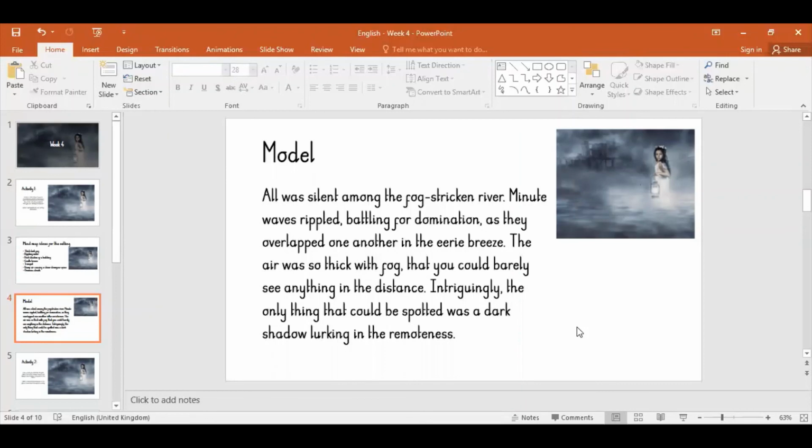That's okay. So, what we would like you to go and do now is create your own setting description, really thinking about building suspense in your paragraph. And we cannot wait to read some of your paragraphs that you send back to us.